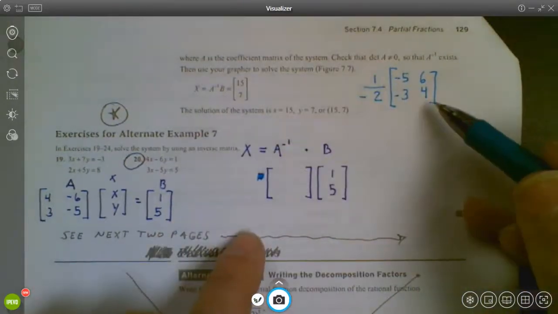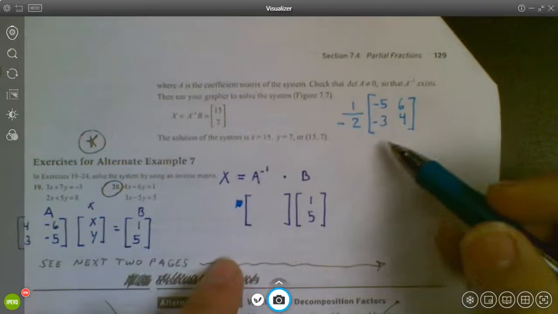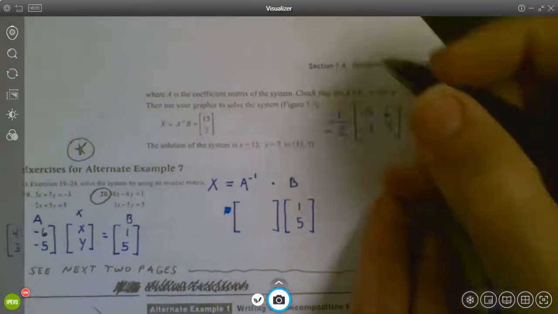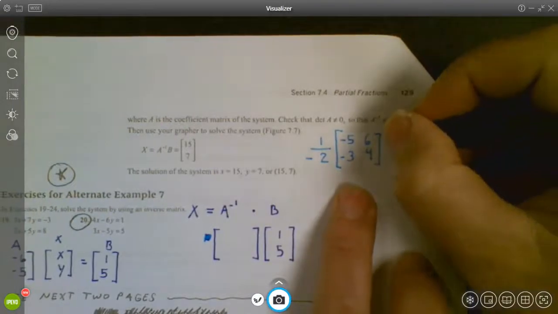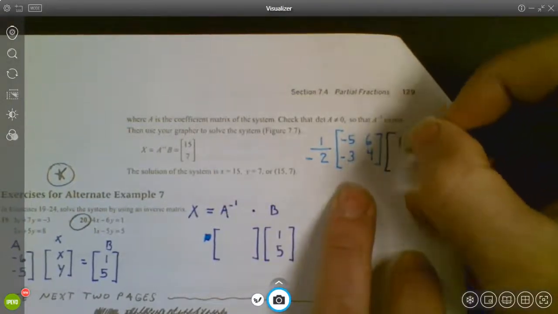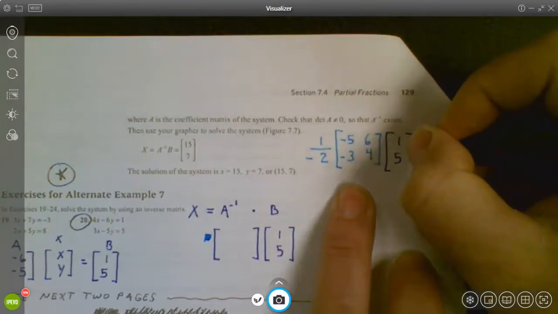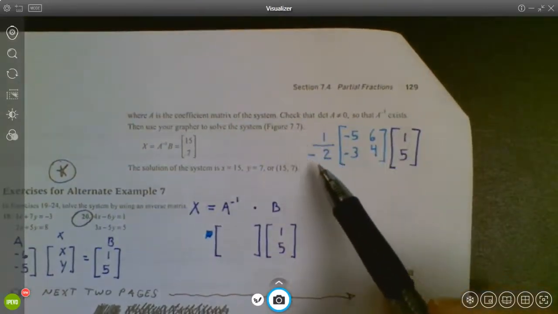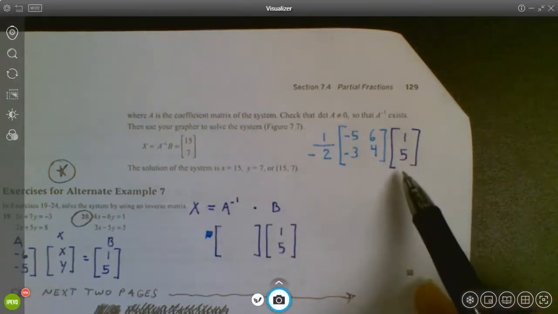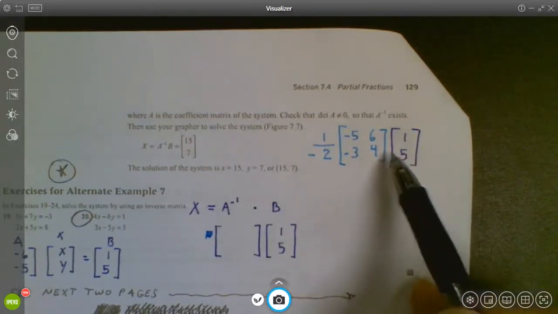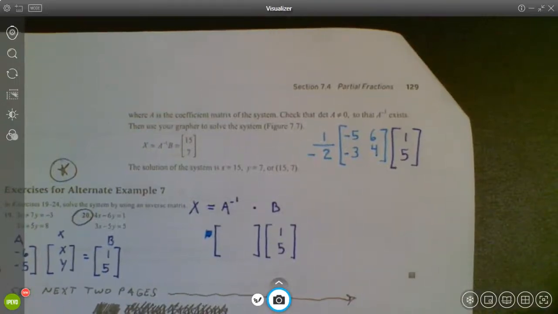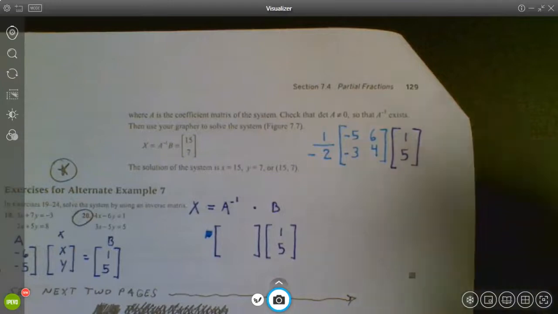So I'm going to take this inverse. In fact, it's already written. There's my inverse. I'm going to multiply it times B. So instead of distributing this and then multiplying by B, I'm going to multiply this by B first and then distribute this to my answer. And that way I don't have to deal with the fractions all the way through.